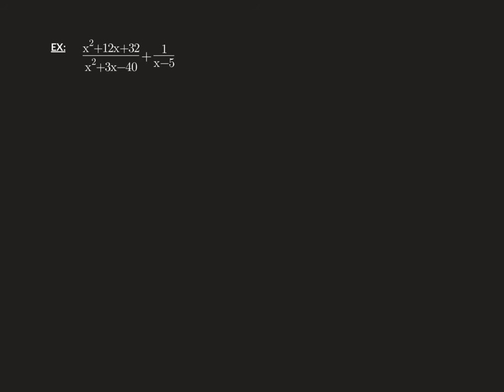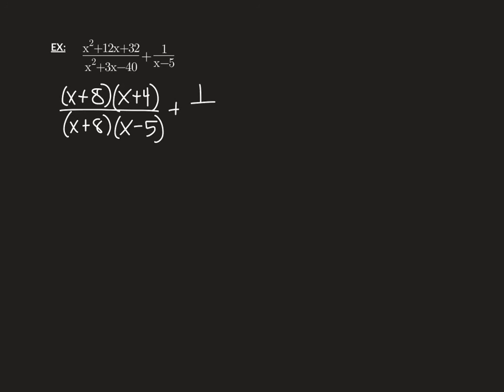Okay, we're going to look at this two different ways. If you happen to factor the top, we'd get x plus 8, x plus 4 over x plus 8, x minus 5. This will simplify it just a lot.